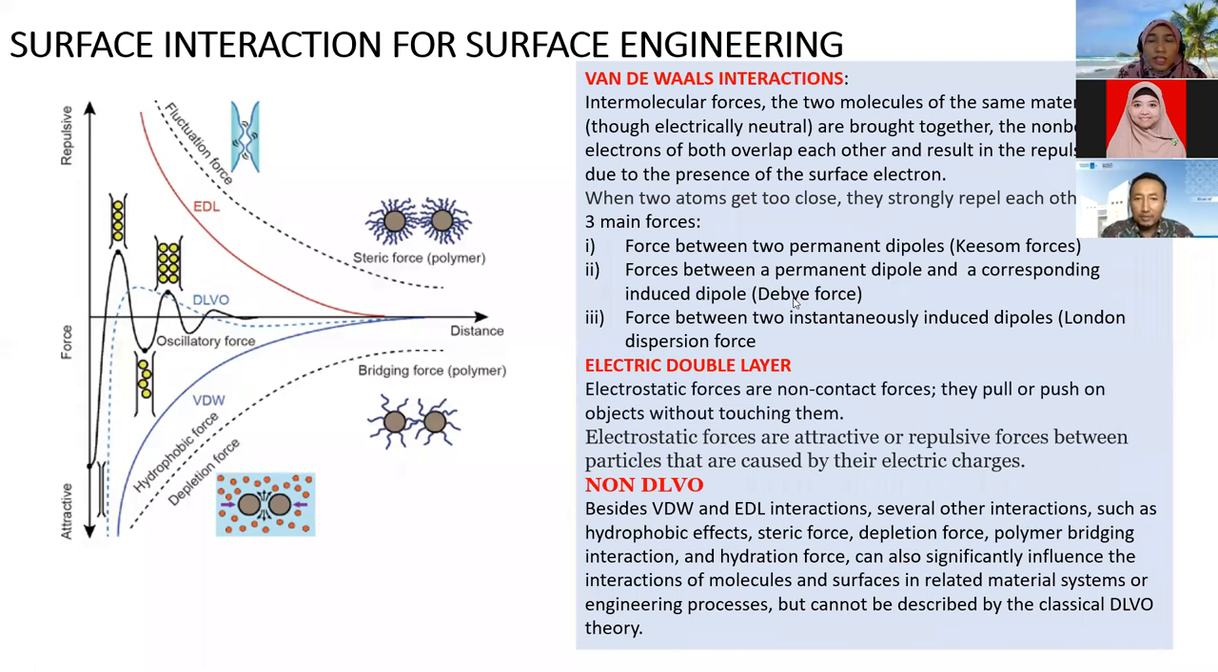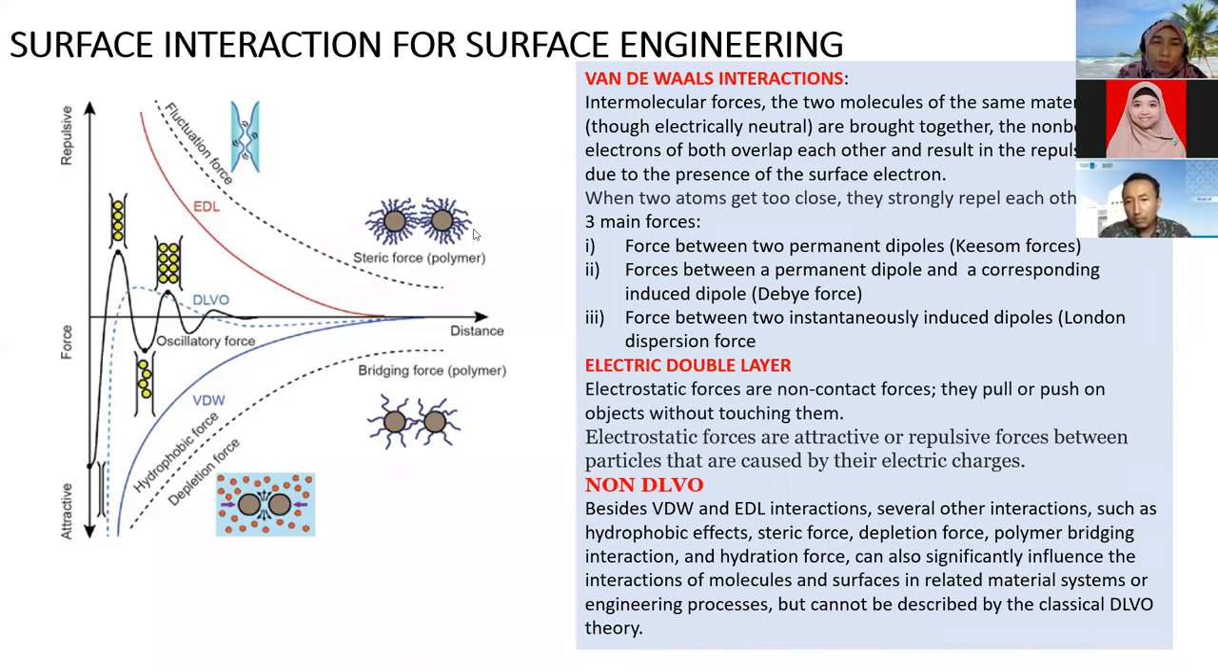But for van der Waals forces, induced dipole, this means, let's say this atom, this ball, has charge positive and negative, and this one has no charge. But when they come together, this B ball will have an induced charge because of A. So they get attracted because of the charge from A when they come together. So this is the force between two instantaneously induced dipoles.